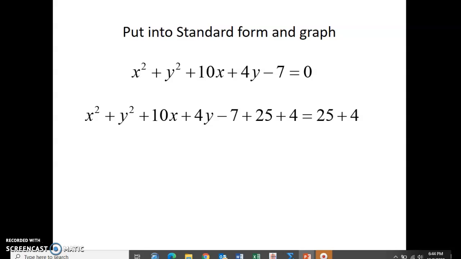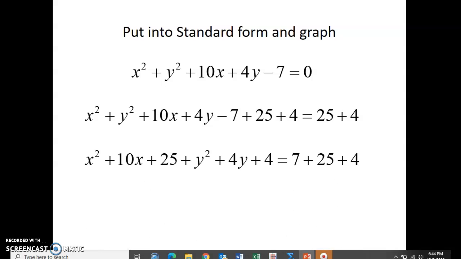Okay. All right. So then the next step is to reorganize everything. All the x terms are going to go together. So that would be x squared, 10x, and 25. And all the y terms are going to go together. So we have y squared, 4y, and 4. And then that negative 7 on the left-hand side of the equal sign will get moved to the right-hand side of the equal sign and become positive 7. So it looks like this.